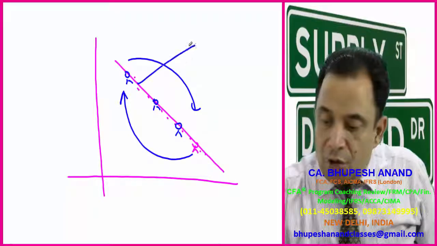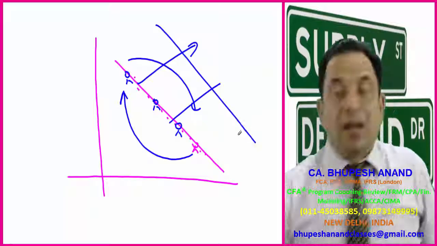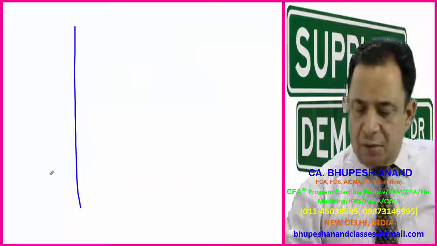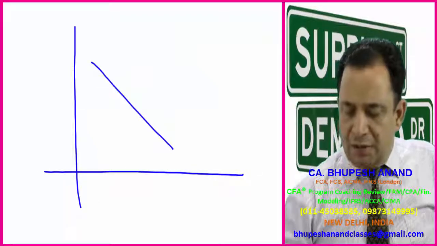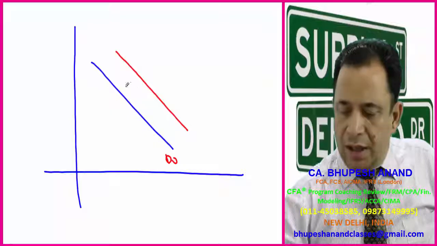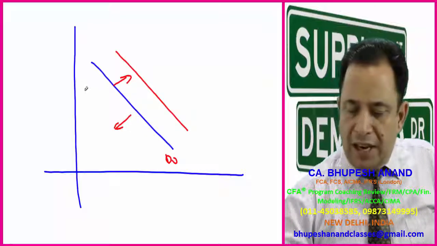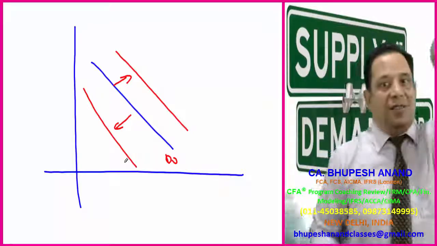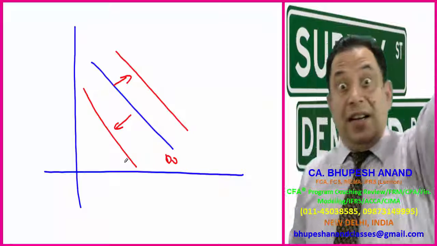But when we are creating a new demand curve, for example, just see the difference between movement, and this is the original demand curve, this is D0. But when we move either right shift or left shift, this is named as shift in the demand curve. There is a difference between the movement and the shift.